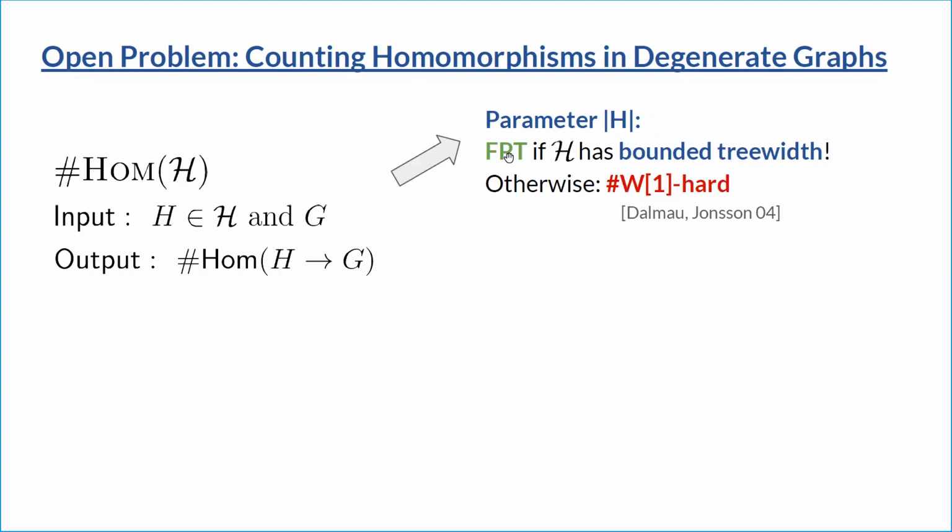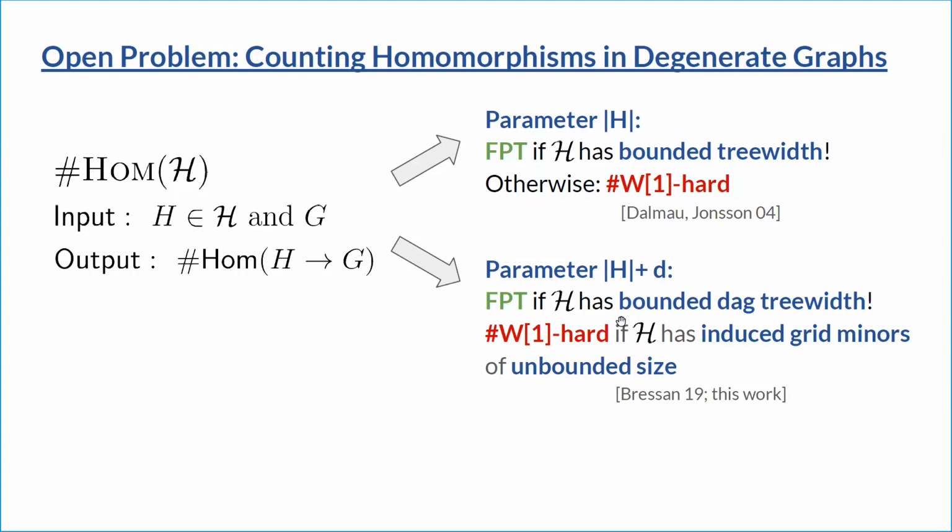And this problem is fully classified in the setting where we only parameterize by the size of the pattern. It's known that it's FPT if and only if the tree width of the class of allowed patterns is bounded. And in our work, we also get results on this problem if we parameterize by the size of the pattern and the degeneracy of the host graph. And using the algorithm of Bressan, it follows immediately that the problem is fixed parameter tractable if the class of allowed patterns has bounded Deg tree width.